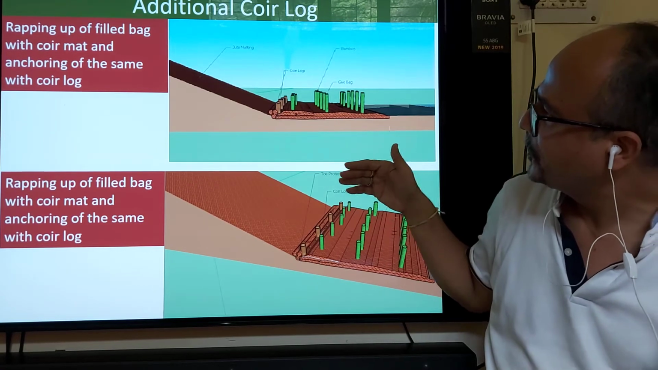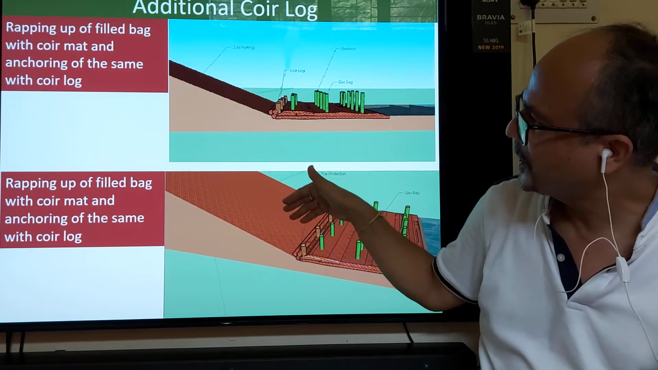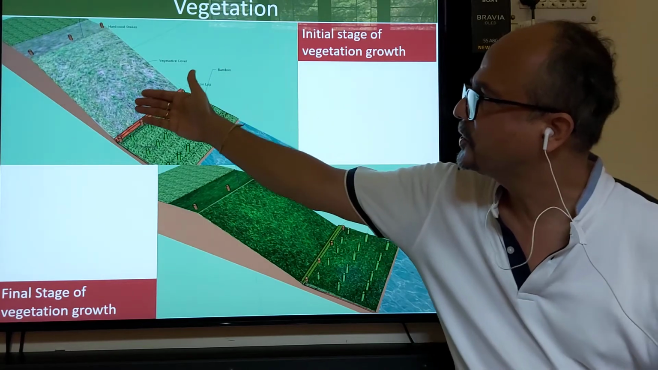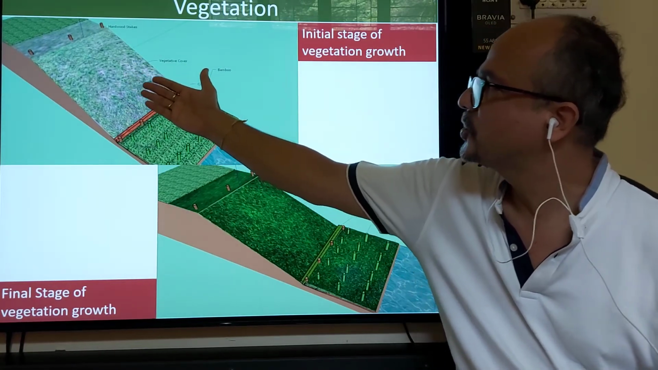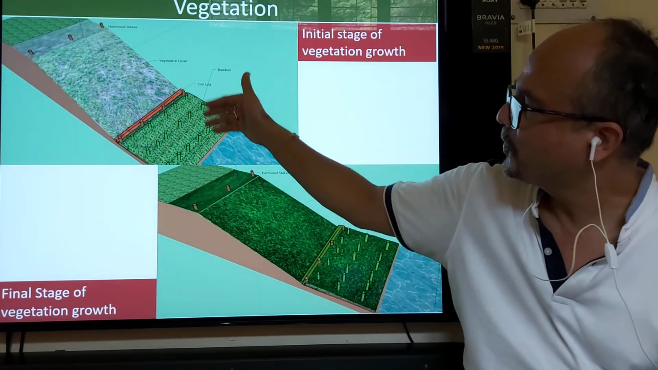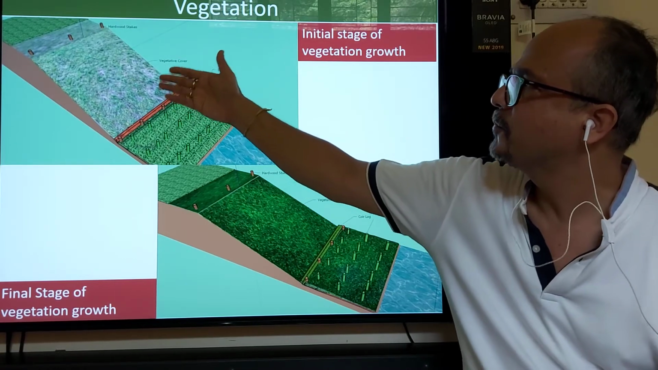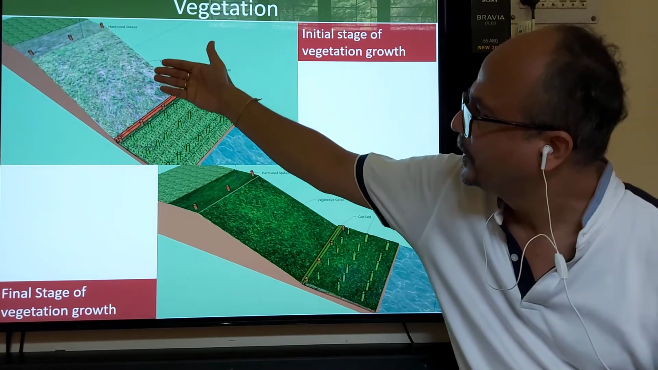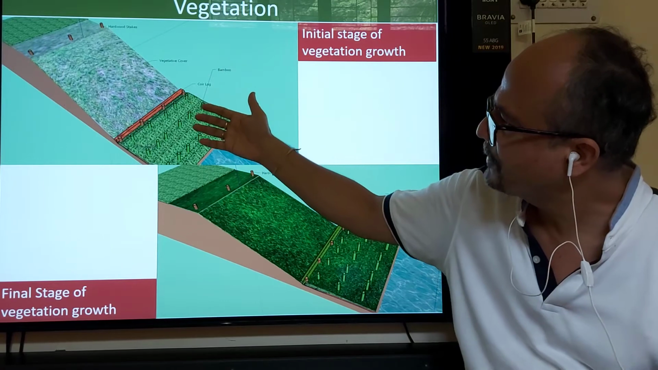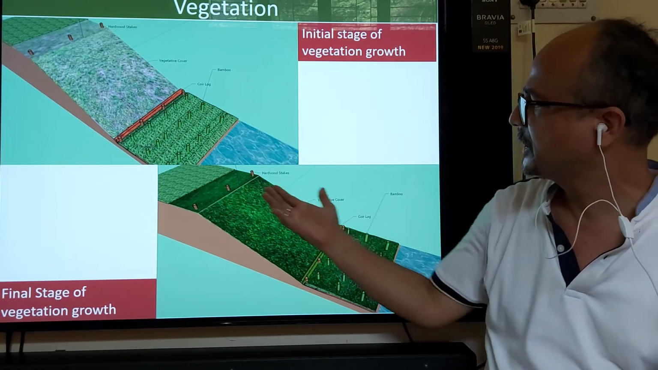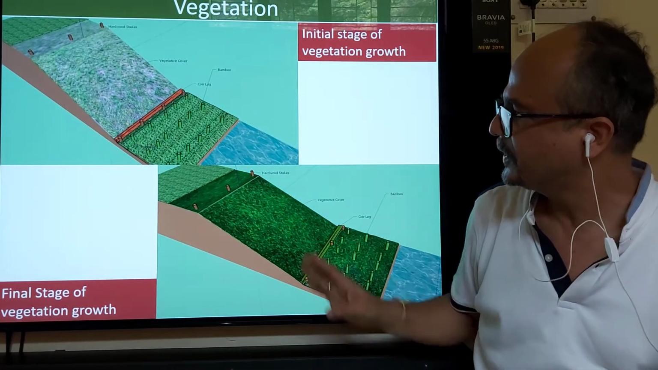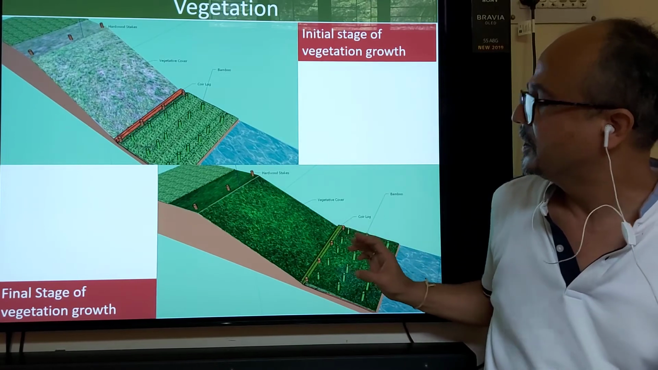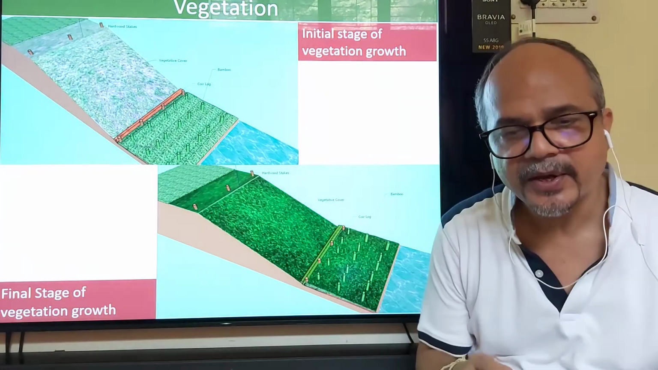And then finally vegetation is given there, and you can see that gradually the vegetation comes. This is of course in the model we are showing, and it is under implementation in some places. Gradually this vegetation will cover things, and if the mat goes off, it doesn't matter, these things will remain intact. So this way we'll have to apply the combination.